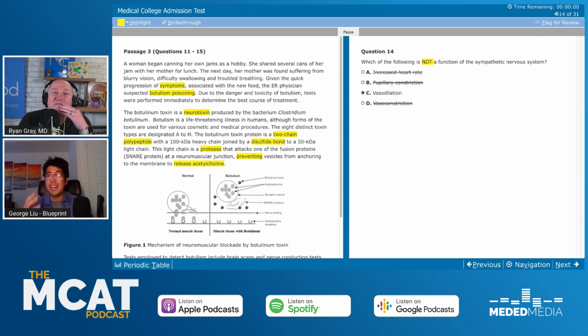Sure. So what I'm getting at here is that in fight or flight responses in your sympathetic nervous system, your pupils will actually dilate. So what happens is you want to see what's going on. Your heart starts pumping, your eyes widen because you really want to get a sense of your environment. So when we talk about which is not a function of the sympathetic nervous system, pupillary constriction would not be a fight or flight response.